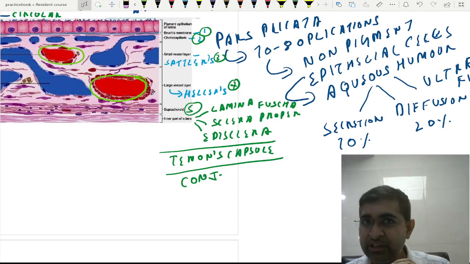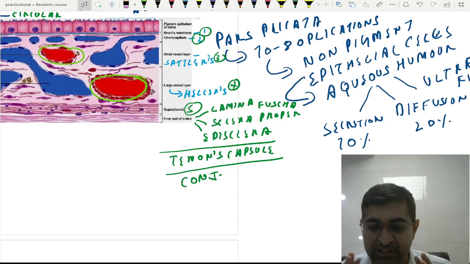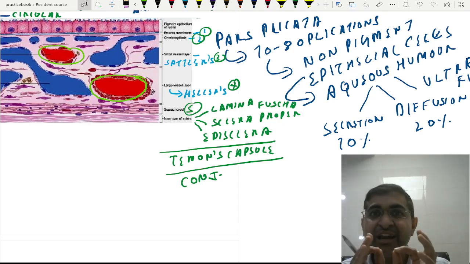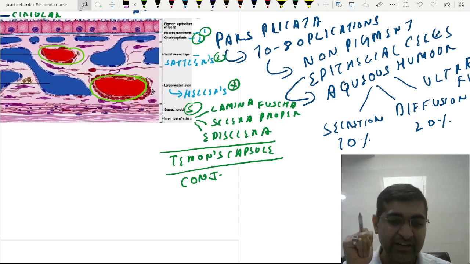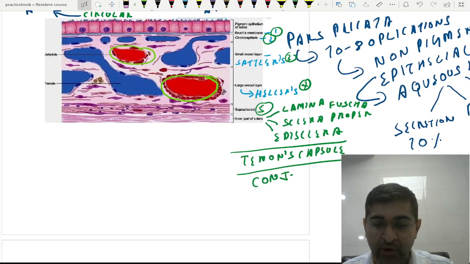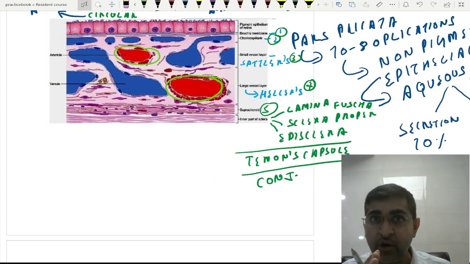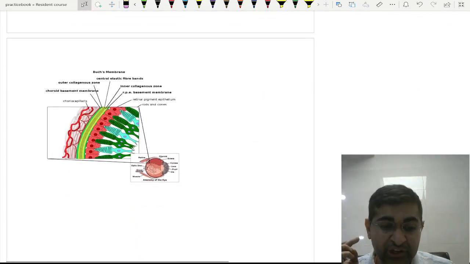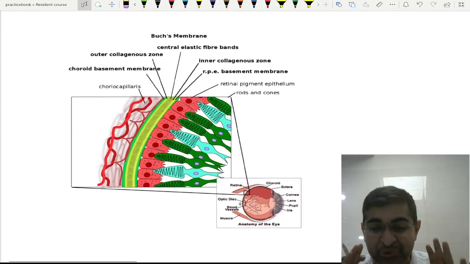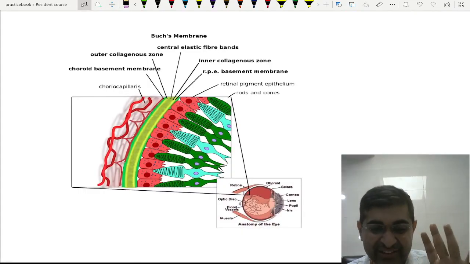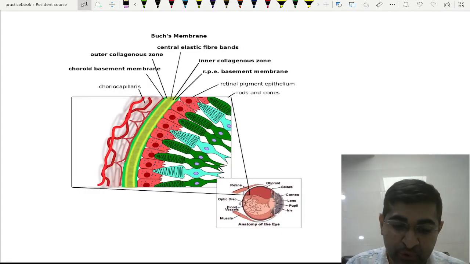And you already know inflammation of the episclera is known as episcleritis. Inflammation of the sclera proper is known as scleritis. All right, so these are the layers of the choroid. But one thing can be asked: what are the layers of Bruch's membrane? There are further 5 layers of the Bruch membrane.